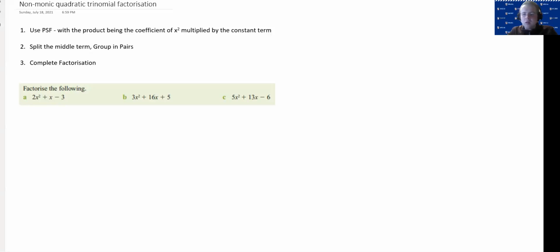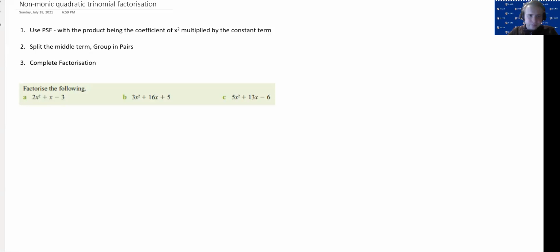Now, last week we did some factorizing of monic quadratic trinomials, and that's when the x squared term's coefficient is 1. Today we're going to be looking at slightly more complicated questions, non-monic, when the coefficient of x squared is something other than 1, like say 2. And it's actually a little bit more difficult when we're doing that, so I'm going to show you how to do that now.